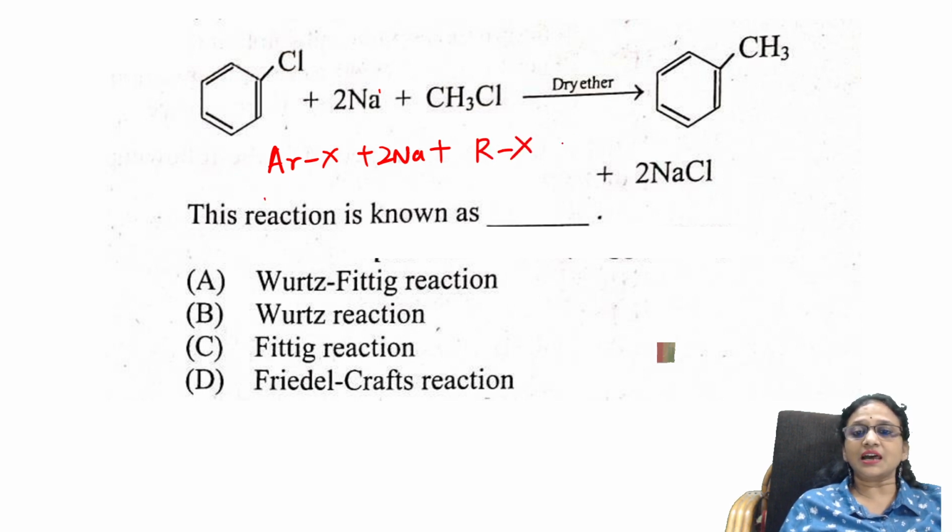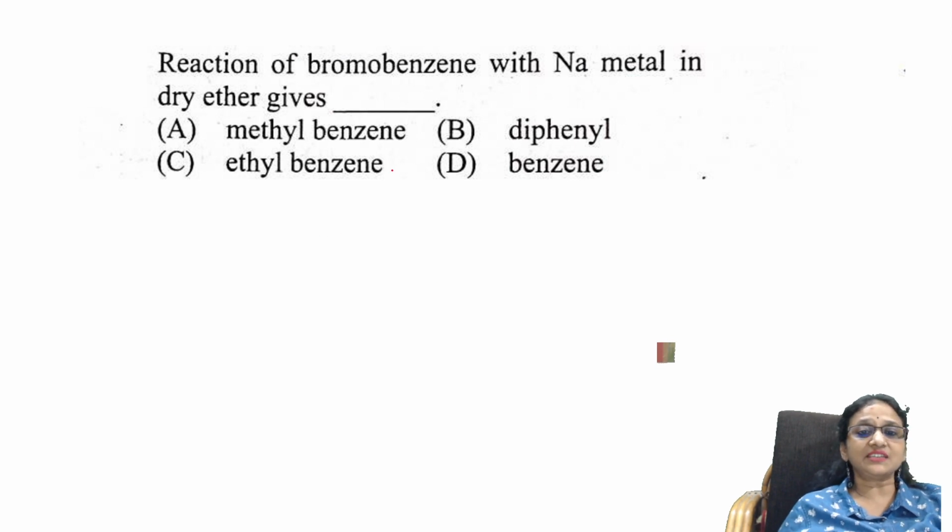Reaction between aryl halide and alkyl halide is nothing but the Wurtz-Fittig reaction. Simple. Next question. Reaction of bromobenzene with sodium metal in dry ether gives what?